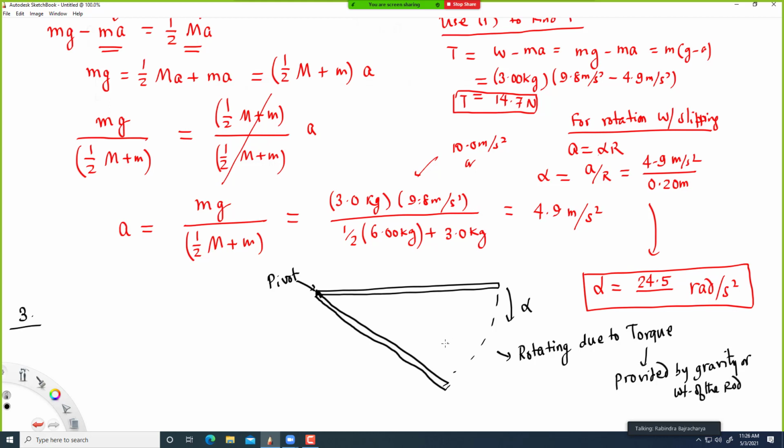Now, at what point is the weight concentrated? The weight is always concentrated at the center. That means the gravity is acting at the center. So that's the weight, and that weight is providing the torque. So Newton's second law, tau is I alpha, and that's what we want to find.